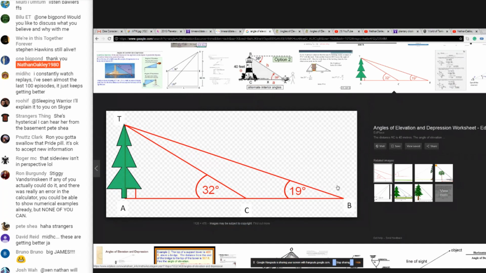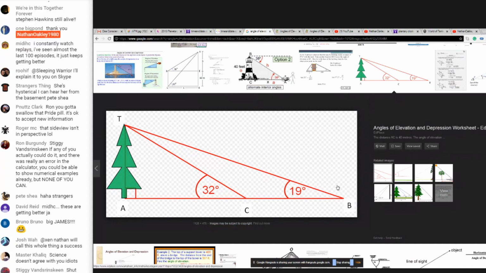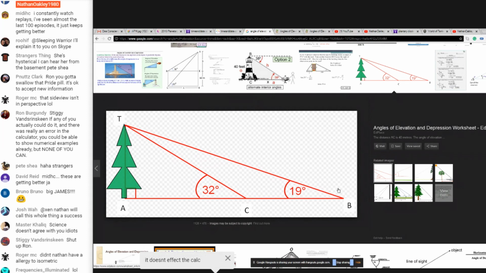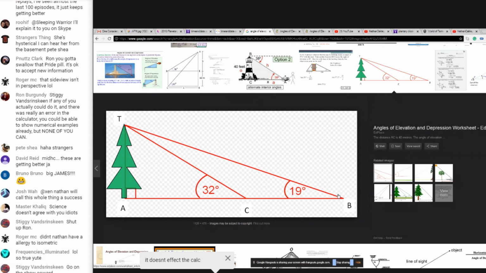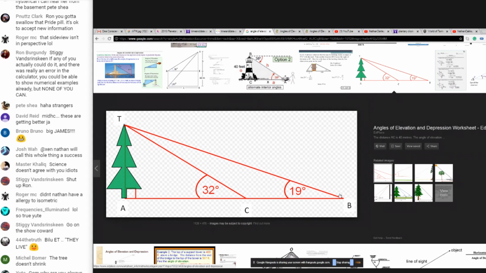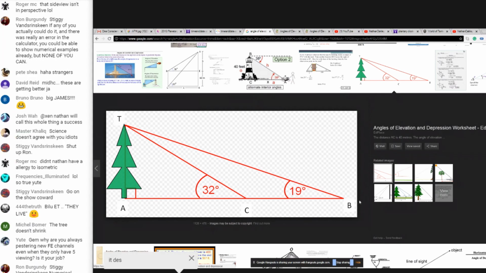Now, Alan, do you realize that that tree, when it's at the 32 degrees angle, is bigger than the tree that it would be when it's at 19? It has to shrink. The tree has to go smaller. It has to come down visually to the observer, camera, whatever it is, even the theodolite. And they don't measure curve, they measure slope or grade. And just addressing Dawn in the side chat, it doesn't affect the calc.